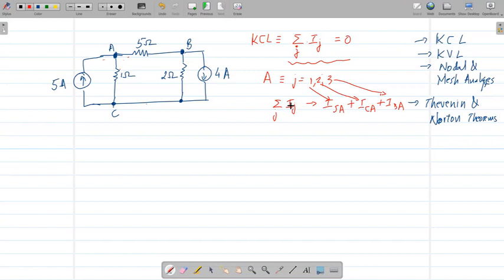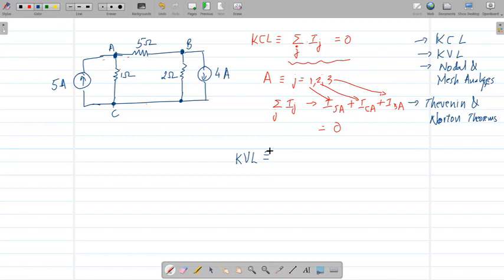So sigma j Ij is I 5 ampere plus ICA plus IBA, and that is equal to 0, because the sum of currents entering a node is 0. Kirchhoff's voltage law, on the other hand, tells you that the sum of voltages across a loop is 0.